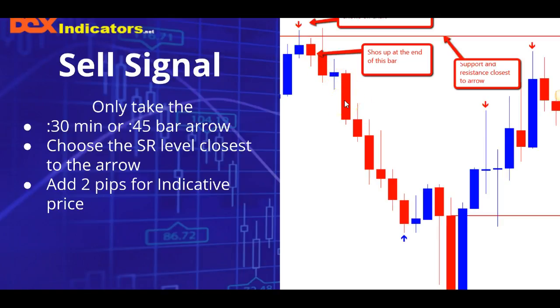Does that make sense? So on a 30-minute arrow, you'll have almost a full hour of trade time. And on a 45-minute, you'll get about a 45-minute trade time to be able to trade that particular trade. So very powerful.